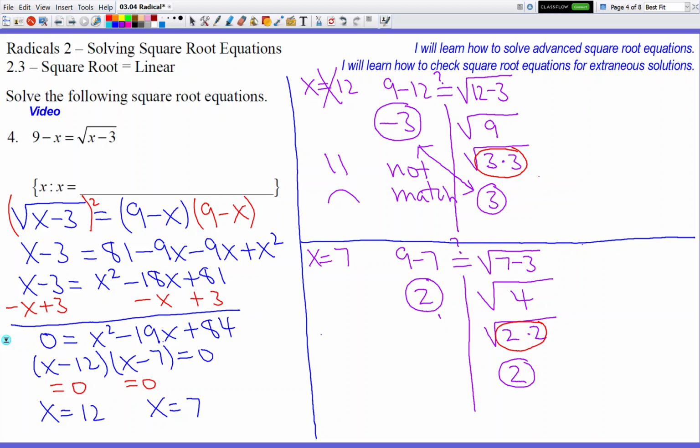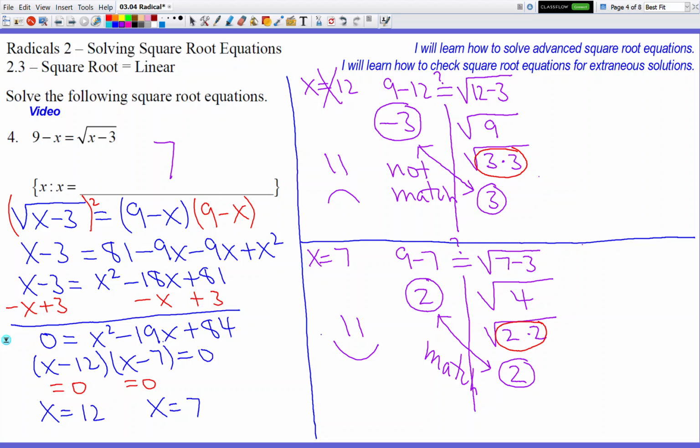So let's compare the two sides. And what do we conclude? We conclude that they match. So how does that make us feel? Happy, of course, because that means we have an answer. Okay, so 7's our answer.